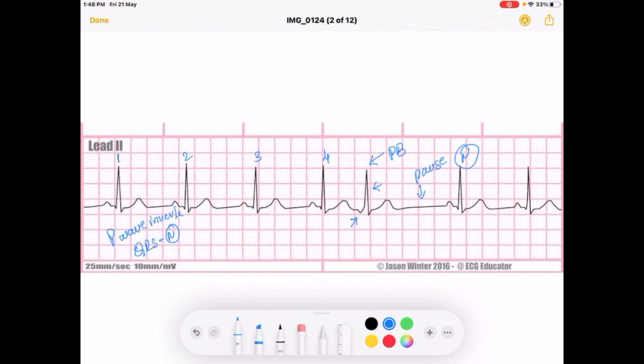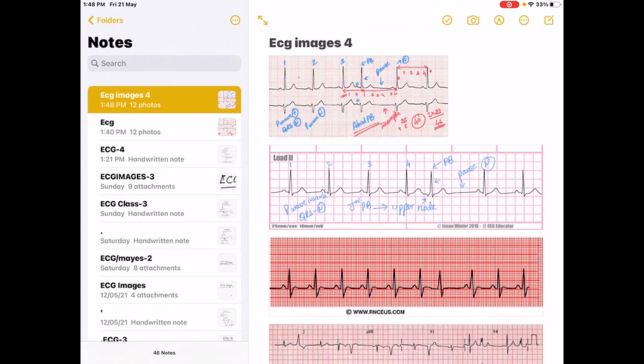So since there is a P wave, it cannot be a ventricular premature beat, and since the P wave is inverted, it cannot be an atrial premature beat. So this is a junctional or nodal premature beat, and since the P wave is inverted, it is arising from the upper node. So this is an upper nodal premature beat.